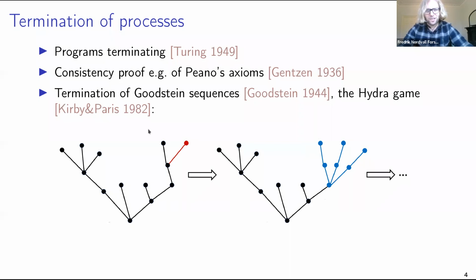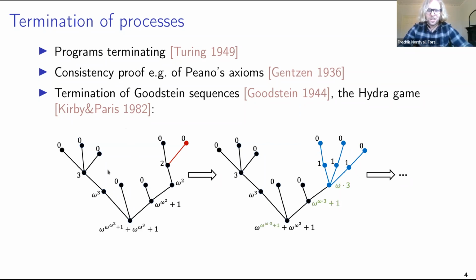And in fact, the point of introducing the game by Kirby and Paris was to prove that you can't prove that this terminates just in Peano arithmetic. You need to go beyond Peano arithmetic to prove that this process terminates. And the trick to do it is to assign an ordinal to each node in the tree. So you assign 0 to the leaves, and then when you have a non-leaf, you take omega to the power of the previous thing. So omega to the 0, that's 1. Omega to the 0, that's 1. And then you add it all up.